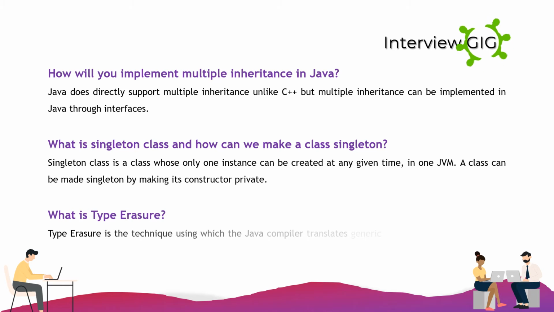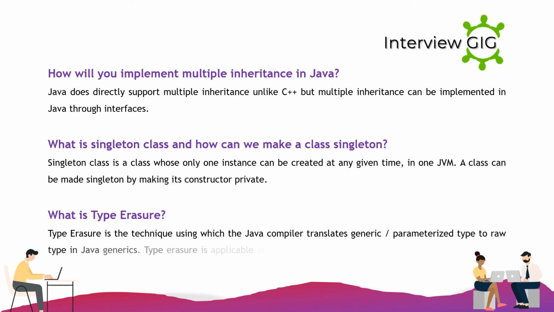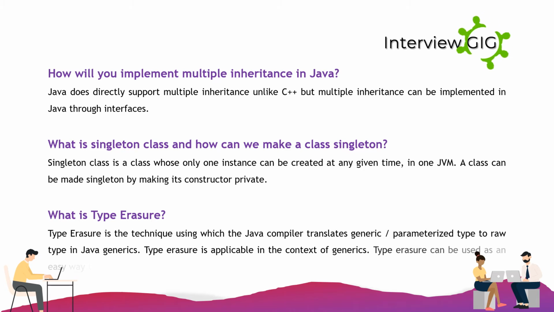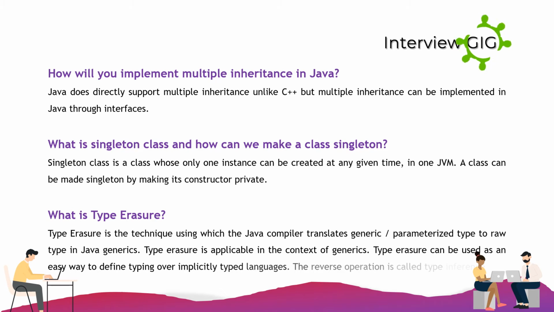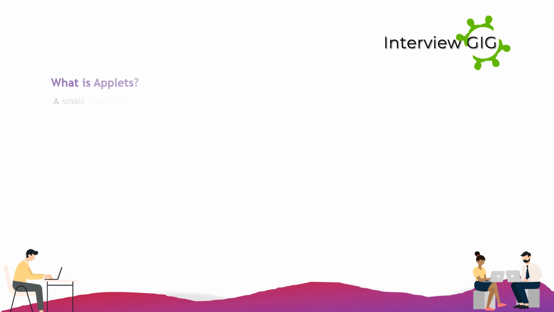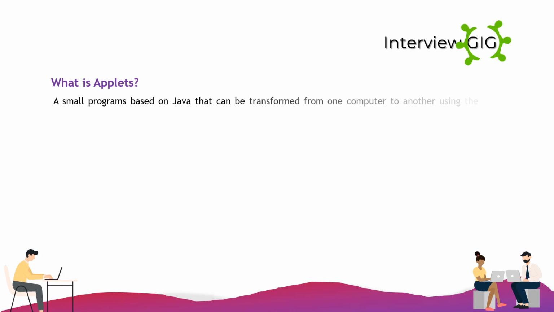What is type erasure? Type erasure is the technique using which the Java compiler translates generic, parameterized type to raw type in Java generics. Type erasure is applicable in the context of generics. Type erasure can be used as an easy way to define typing over implicitly typed languages. The reverse operation is called type inference. What are applets? Small programs based on Java that can be transferred from one computer to another using the applet viewer or web browser.